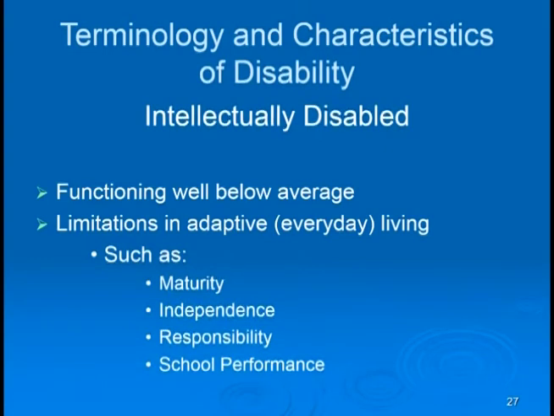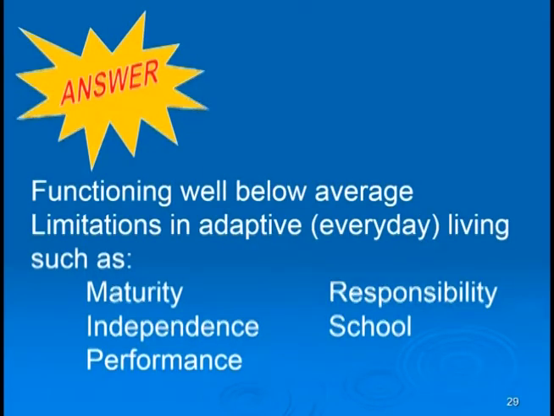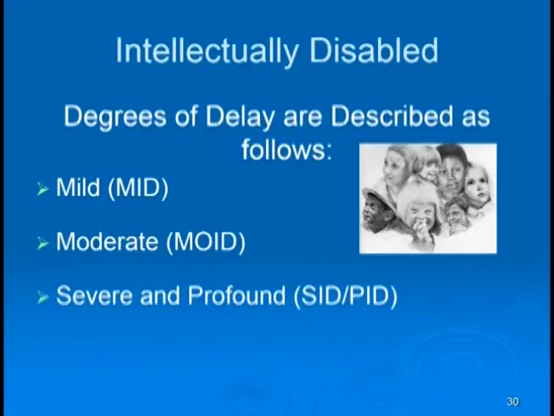Intellectually disabled students have intellectual functioning that is well below average and limitations in adaptive, that is to say everyday living, type behavior, such as maturity, independence, responsibility, and school performance, compared with other students of their age. Okay, so what are the characteristics of intellectually disabled? They function well below average, and they have limitations in adaptive behavior, such as maturity, independence, performance, responsibility, and their school behaviors.